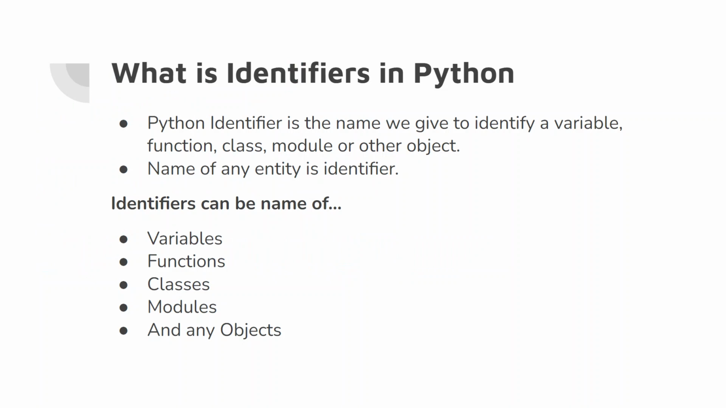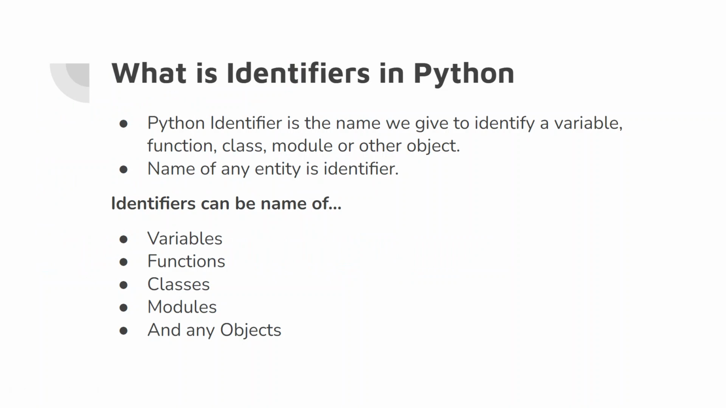A Python identifier is the name we give to identify a variable, function, class, module or other object. The name of any entity is an identifier. When we write a program, we assign a value to a variable, then we make a function, so we have to give a name to the function. We use modules, so we can give some alternate name to modules. We use classes and we need to give some name like fruit and mango. So these are the names, we call them identifiers.